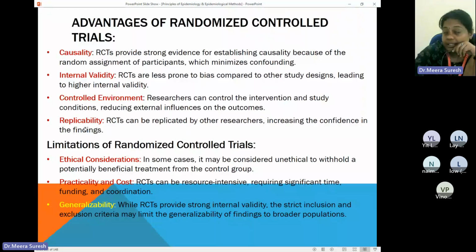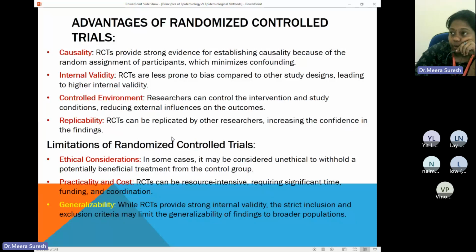And then the last one is replicability. When you repeat the same study in other people by other researchers, the same result should be obtained. So if what you studied gives the same result when another researcher does it, if it is correct, both are getting the same result, it increases the validity of that study, it increases the confidence in the study.